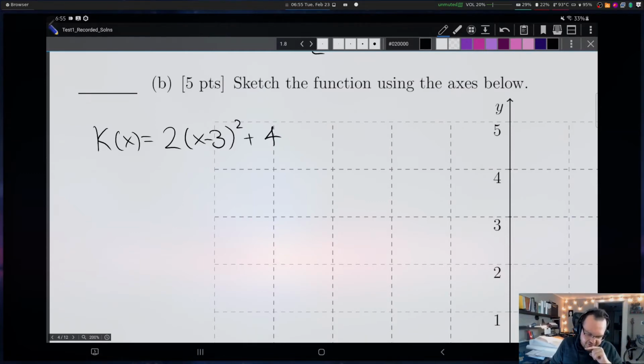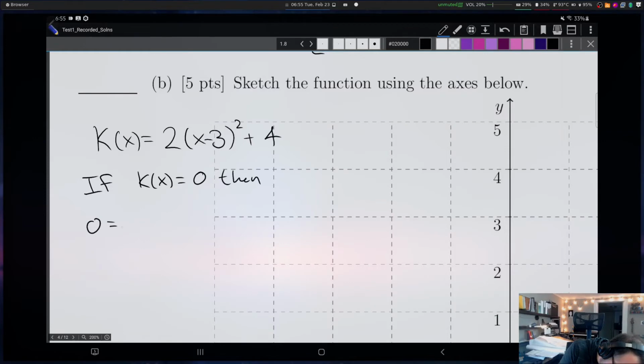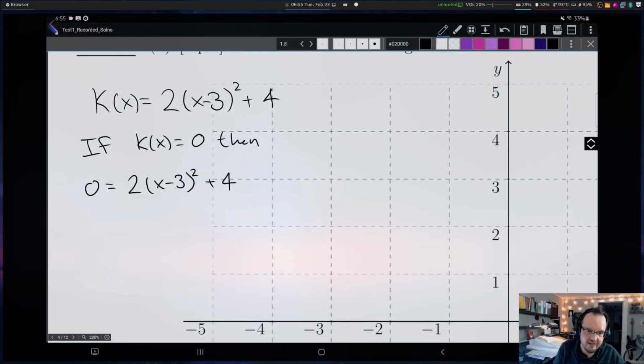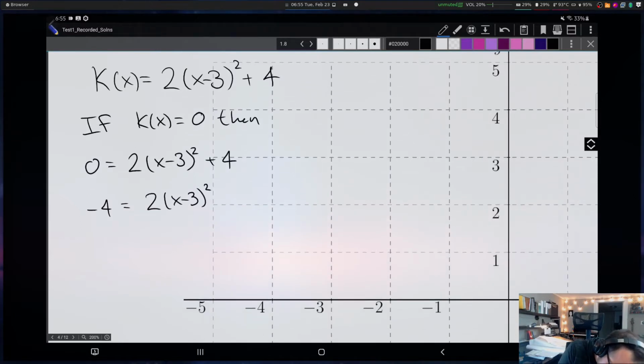Let's go ahead and try to find the x-intercepts. So that's where k of x is equal to 0. So if k of x is equal to 0, then we have 0 equals 2x minus 3 squared plus 4. I'll subtract a 4 from both sides, and I get negative 4 equals 2x minus 3 squared. I'll divide both sides by 2, and that will give me a negative 2 on this side, and it'll cancel that out.